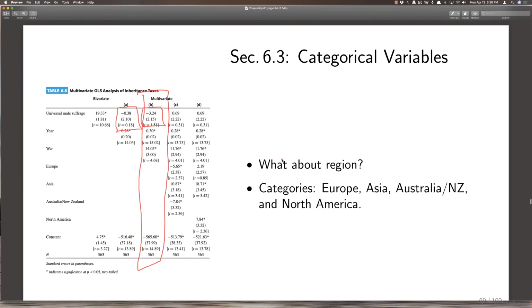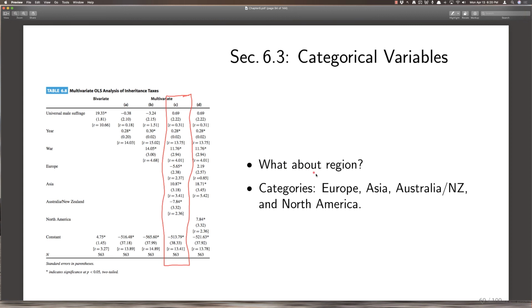All right, well, what about region? Maybe the region of the world is a factor here. Now, why are we including region? It's probably not the case that where a country is geographically on the map, the longitude and latitude coordinates of the centroid of a given country, has much to do with whether or not it has universal male suffrage or what its inheritance taxes are.